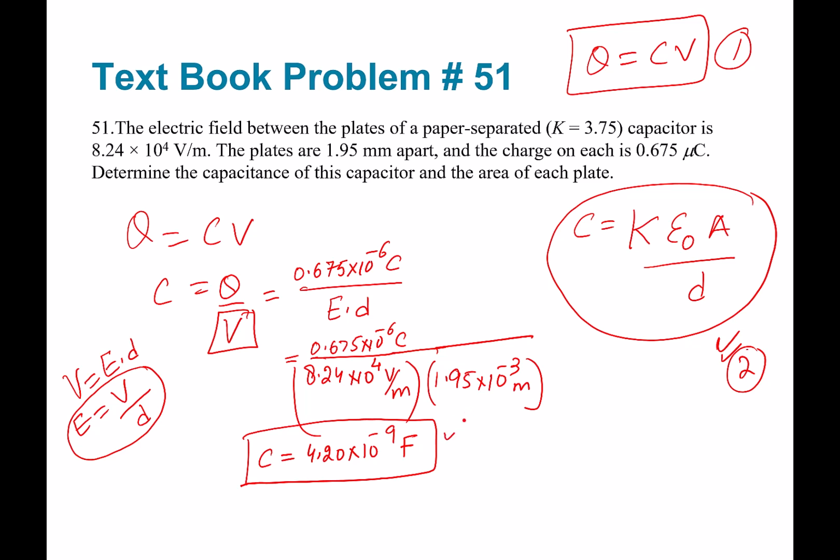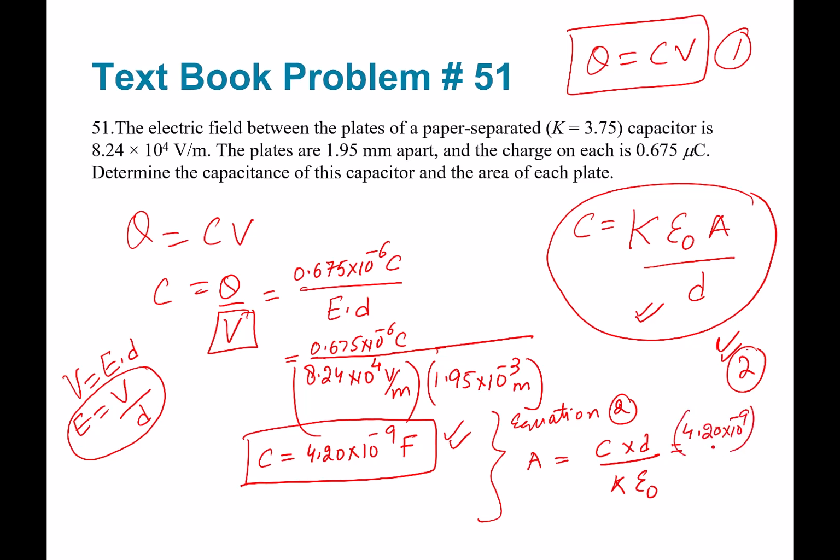Now that we have the capacitance, we can go ahead and use equation 2 to get the area. When equation 2 is rearranged, we get area equals C multiplied by D over K epsilon naught. So substituting the values in here, we get the capacitance that we found, 10 to the power of minus 9, and D, the distance of separation, 1.95 times 10 to the power of minus 3 meters.